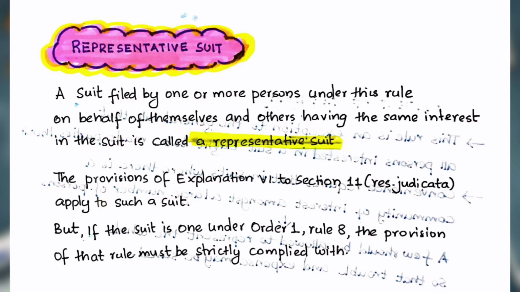Now let's discuss what is a representative suit. A suit filed by one or more persons under this rule on behalf of themselves or others having the same interest in the suit is called a representative suit. The provisions of Explanation 6 to Section 11, which deals with res judicata, apply to such a suit. But if the suit is filed under Order 1, Rule 8, the provisions of that rule must be strictly complied with.